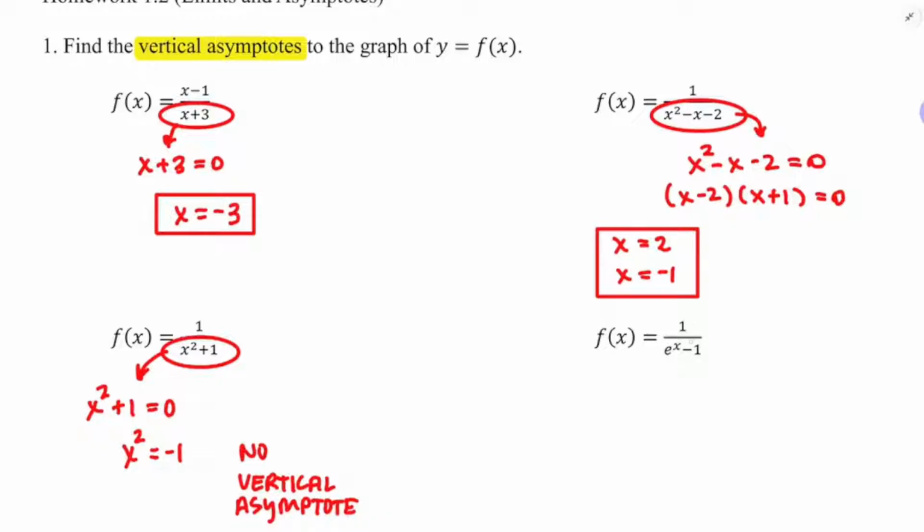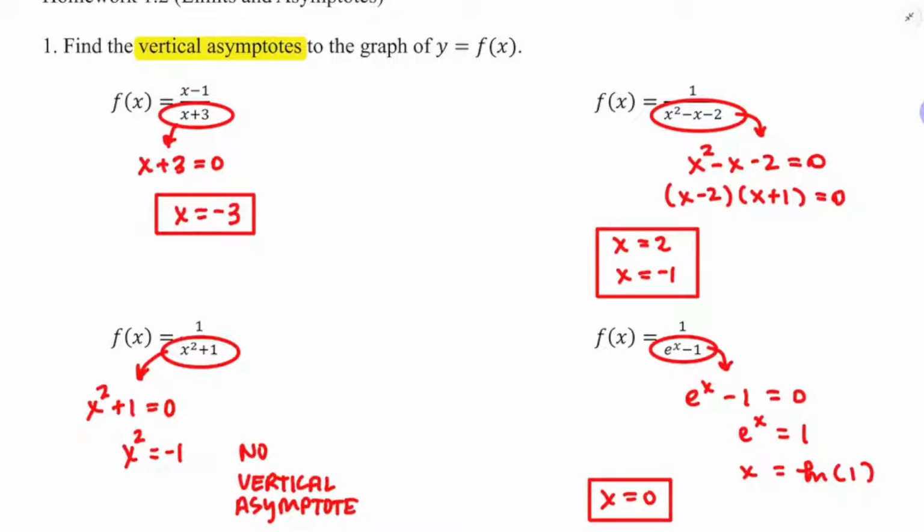The last one, 1 over e to the x minus 1, just like the other ones, take the denominator, set it equal to 0, and see what happens. Well, if I'm going to try to get the x down out of the exponent, I need to isolate the exponential and take a log of both sides. So I'm going to add 1 to both sides, and take the log of both sides, so x equals the natural log of 1. I don't really care how you convince yourself of this, but you're going to need to know that that's x equals 0, and that's the equation of the vertical asymptote.